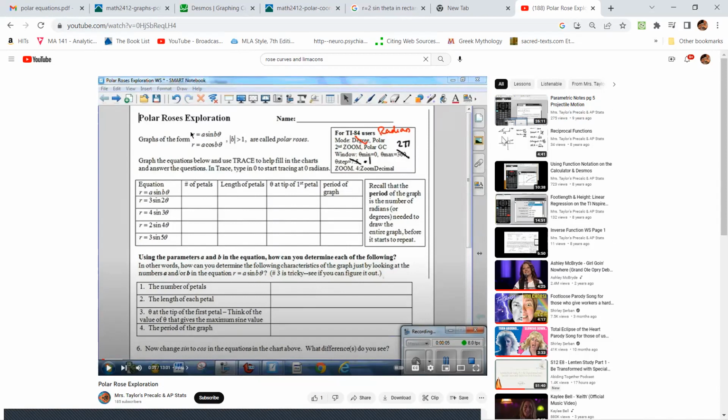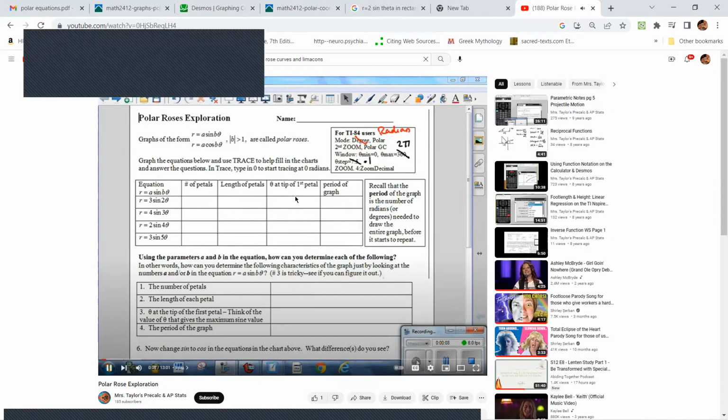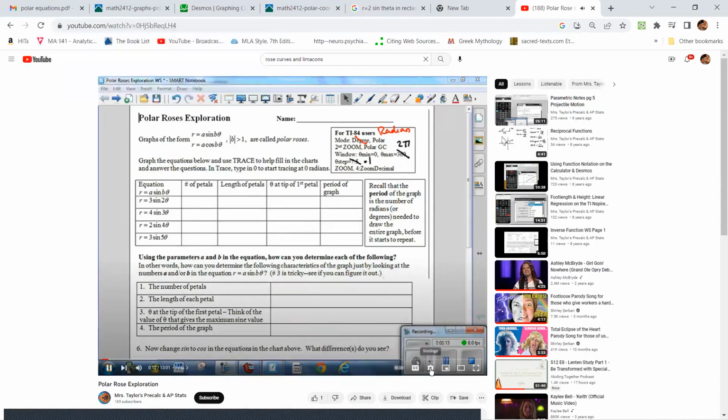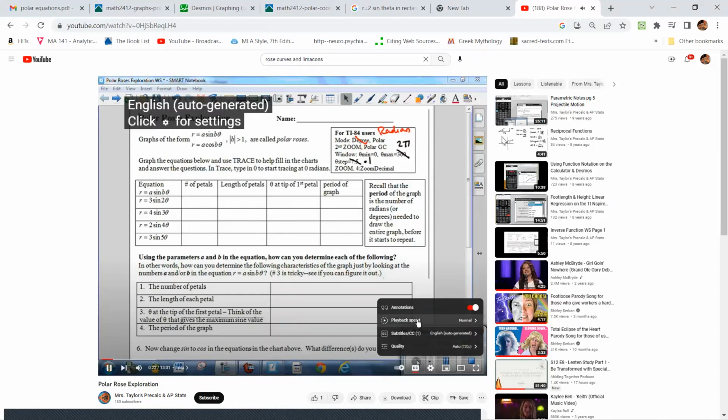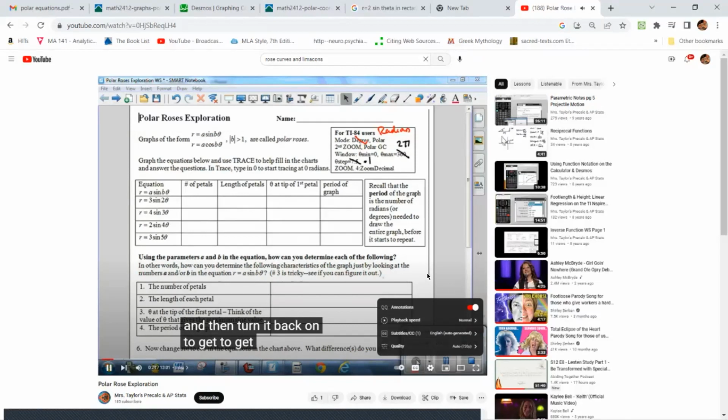So here again, these are our rose curves. Recall that the period of the graph is the number of radians needed to draw the entire graph before it starts to repeat. These notes are going to be a little different because this is an exploration that we did in class. I didn't just do a lecture here. So I'm going to explain what was done, and then I advise you to turn off the video for a minute and work on some things, try to figure some things out for yourself, and then turn it back on to get the answers.